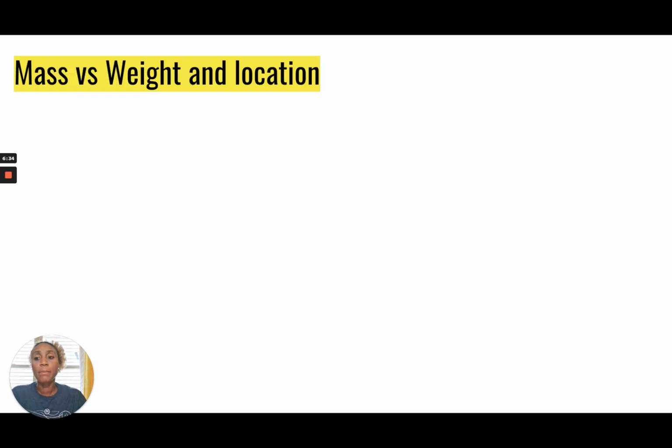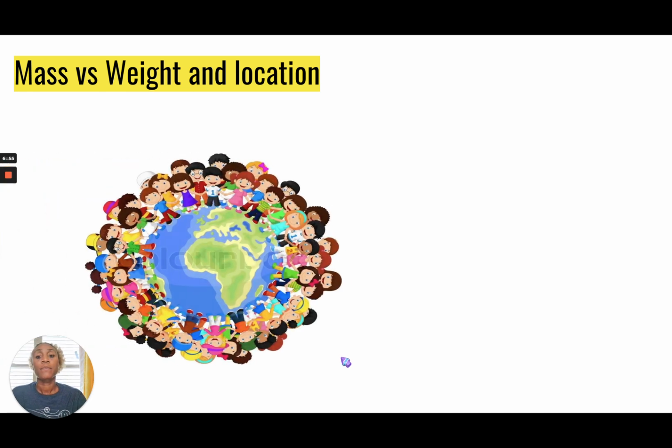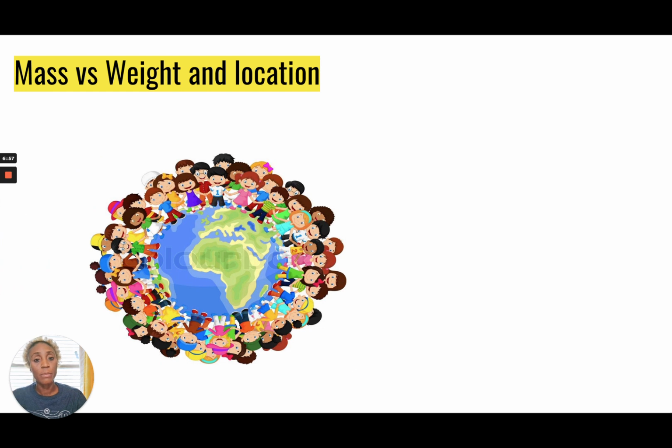Now, let's talk about mass and weight as it relates to their location. Because we know, or we should know, that in space there's no gravity, that is why when the astronauts travel in space, they fly around, they float around, right? They don't have gravity. So that's one thing you have to consider before we talk about the location.